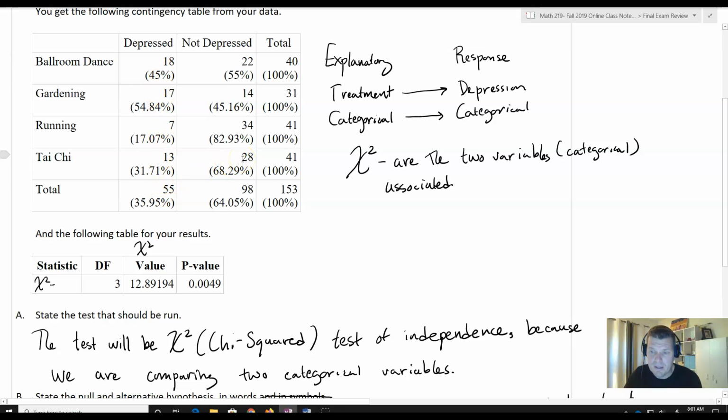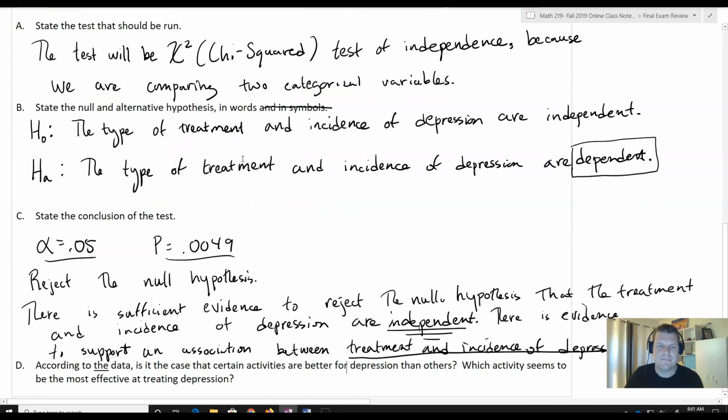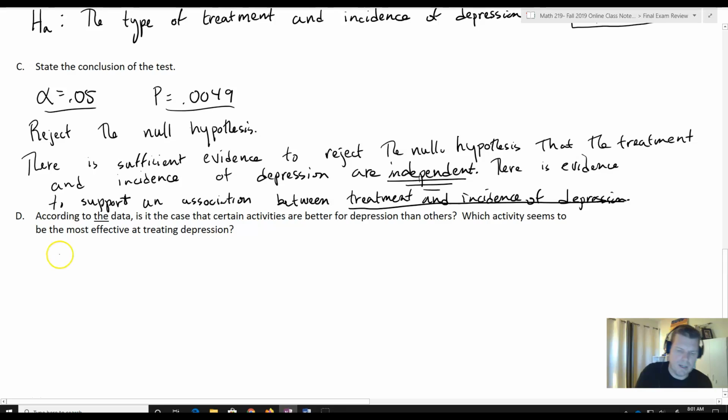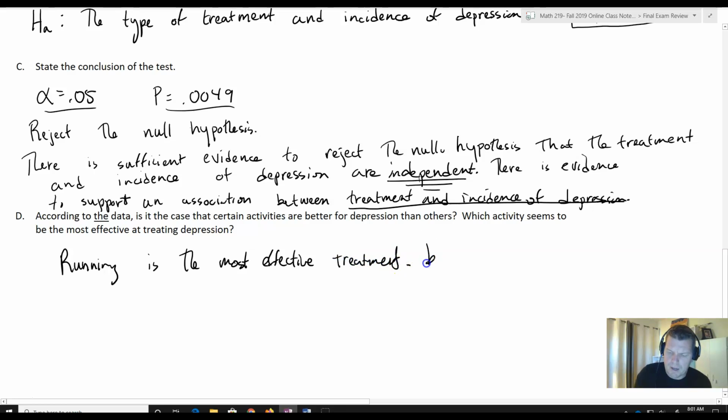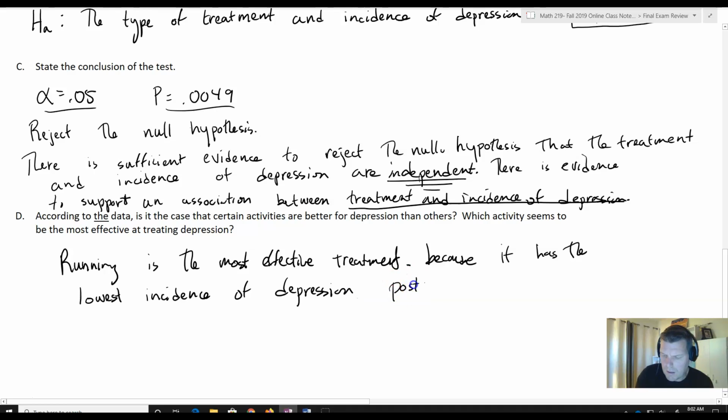Okay, and that in fact tells me that running is the most effective. And so that's what I'm going to write. Running is the most effective because it has the lowest incidence of depression post-treatment. All right. So that concludes it.